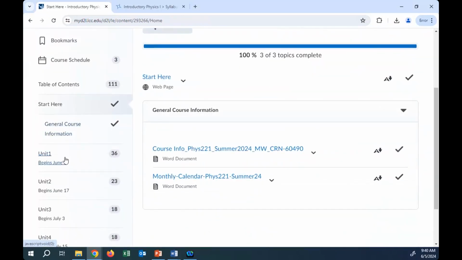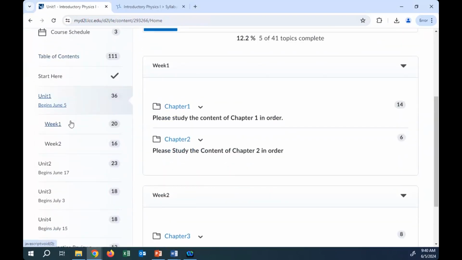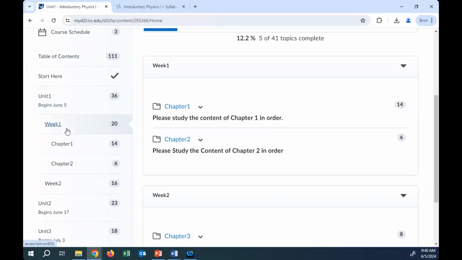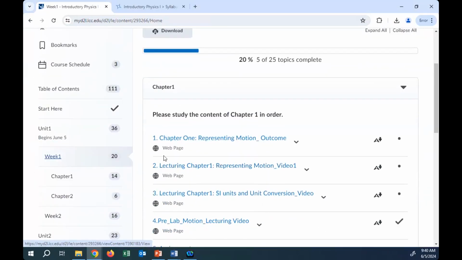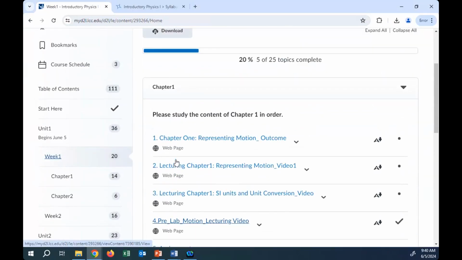So we will start with unit 1, and unit 1 will have 2 weeks. Today and next week are going to be your week 1. Today is week 1, and next week is going to be week 2. So what you are supposed to do for week 1: we will have chapter 1 and chapter 2. I'll just open chapter 1.